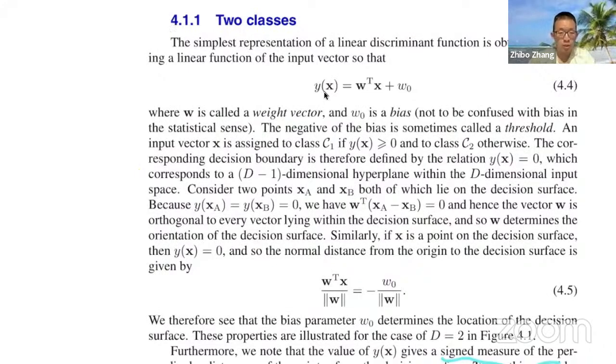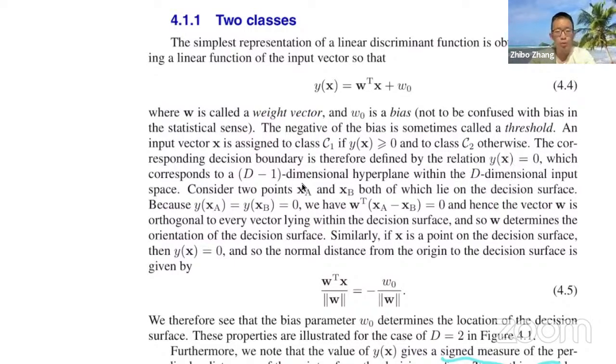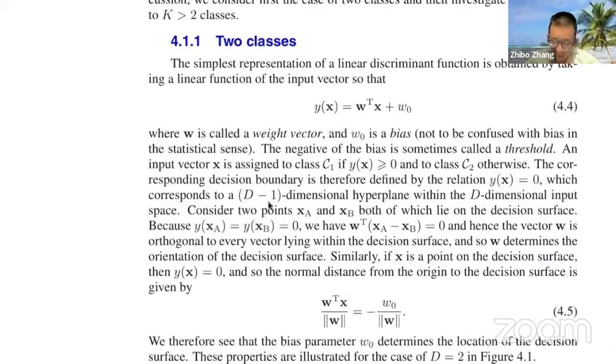Okay, so let's keep looking at this two-class case. In the simplest case, for example, you have two classes and you want to assign any input vector into one of the two categories. The input in this case is going to be two-dimensional.